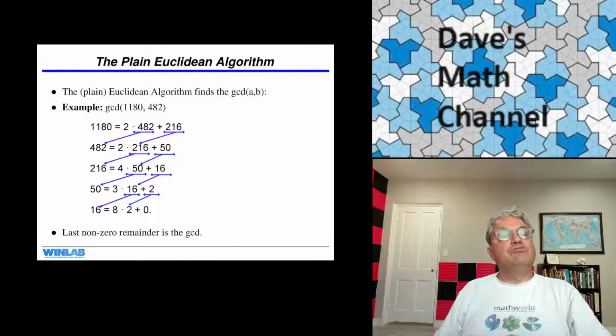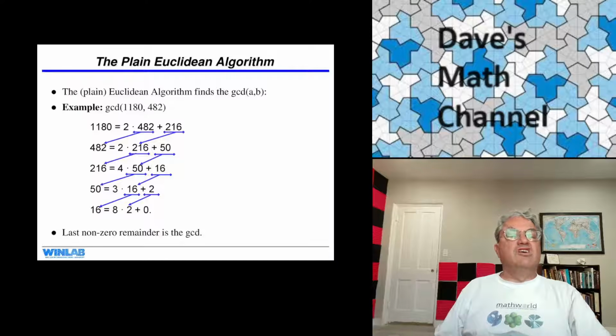These are pretty big numbers, so it's not that trivial. If you were trying to do prime factorization, this would be a lot harder, especially without a computer. But the Euclidean algorithm is very easy. It's very straightforward. You can do this by hand pretty easily.